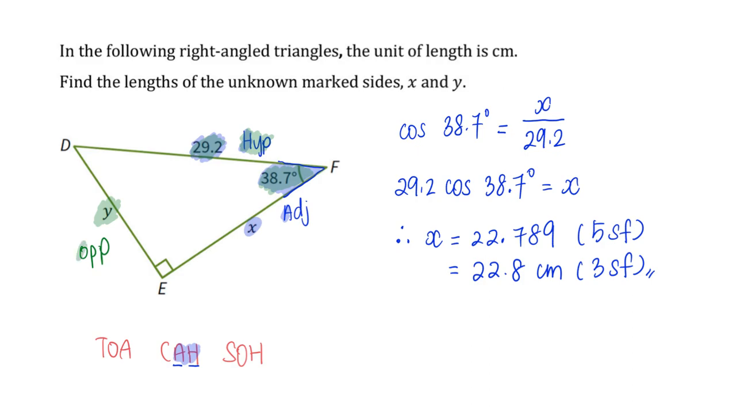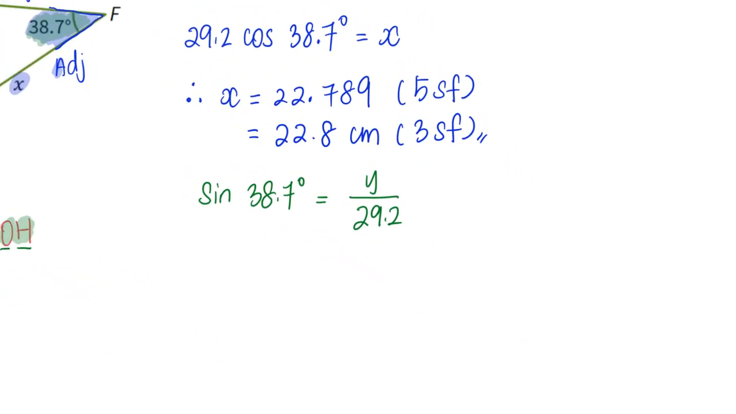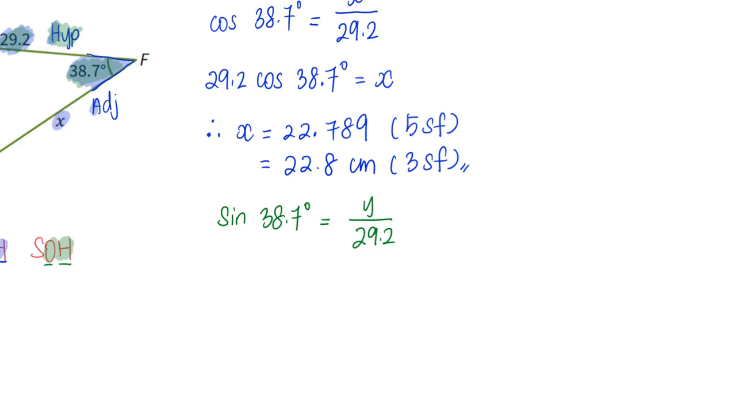So with H and O, which of the 3 trigonometric ratios should I use? Yes, sine ratio. So sine of 38.7 degrees is equal to opposite, which is y, divided by my hypo. So once I have established this, I could get the value of y by multiplying 29.2 on both sides.